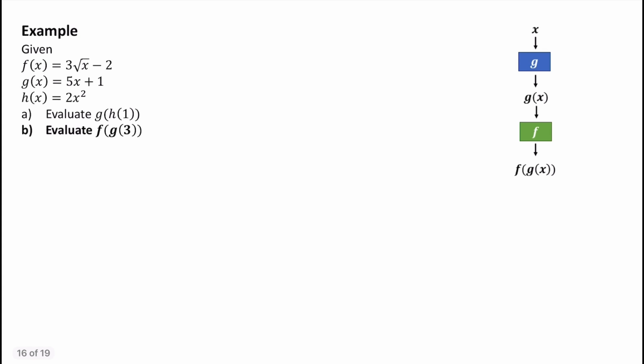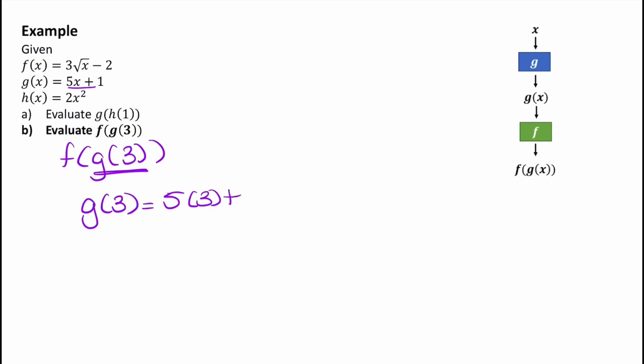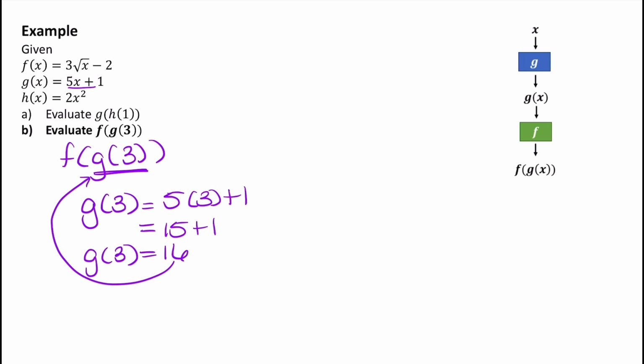Now let's do the second half of this problem. Let's figure out f of g of 3. Once again, we're going to work our way from the inside out, so we start off with g of 3. That means I'm going to go to this function g and plug in 3 for x. So I have 5 times 3 plus 1, and 5 times 3 is 15, so I have 15 plus 1, which is 16. Now that I know that g of 3 equals 16, I'm going to plug it into f. That gives me f of 16.